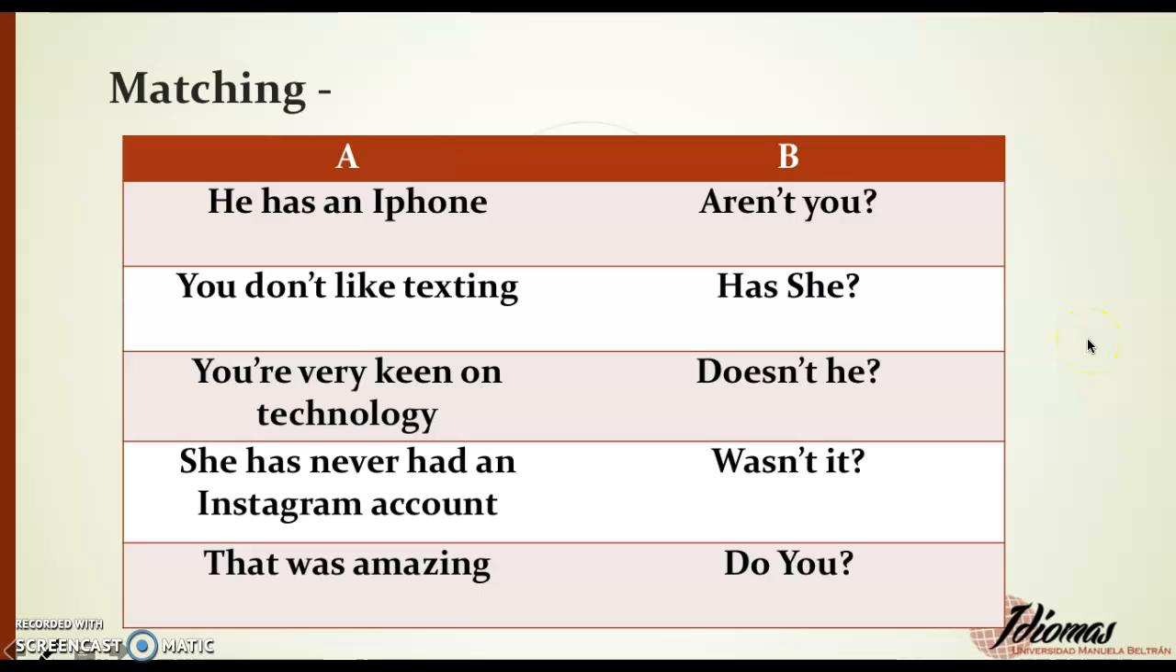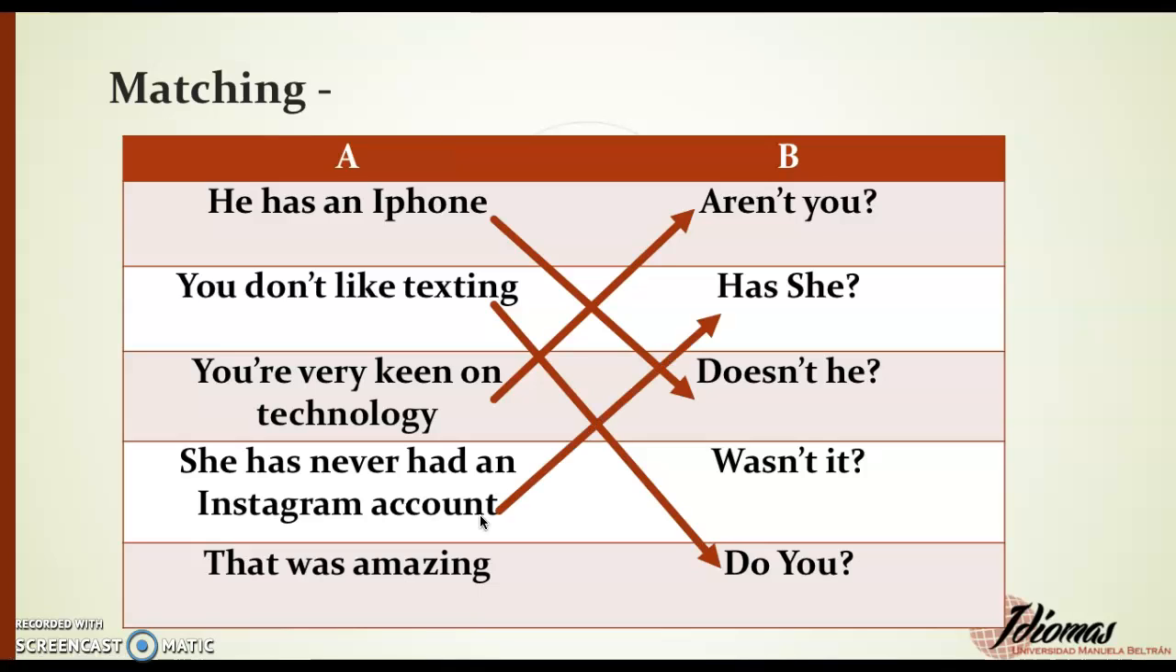Okay. Here we have another kind of exercise. We need to match A and B. In column A, we have the sentences, and in B, we have the tag questions. Let's get started. "He has an iPhone, doesn't he?" "You don't like texting, do you?" "You're very neat on technology, aren't you?" "She has never had an Instagram account, has she?" And finally, "That was amazing, wasn't it?"